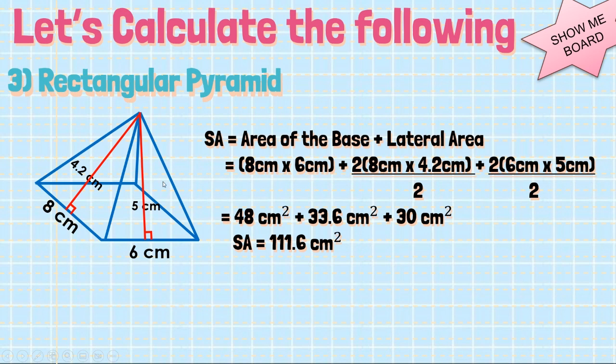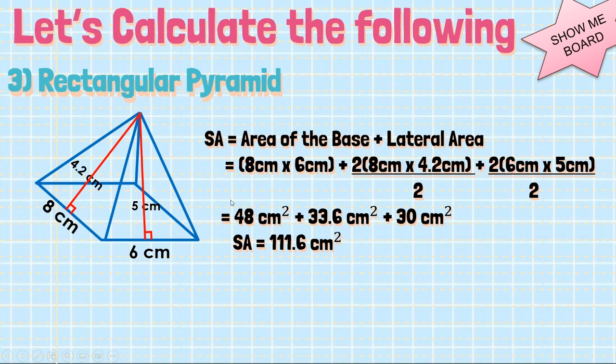Okay, now we have the rectangular pyramid. So we have the bases of the pyramid. We have two different bases for the area of the pyramid, because this should be a rectangular pyramid. As you can see, the length is equivalent to 8 centimeters, and the width is equivalent to 6 centimeters, and we have two heights: for the length we have 5 centimeters and 4.2 centimeters.